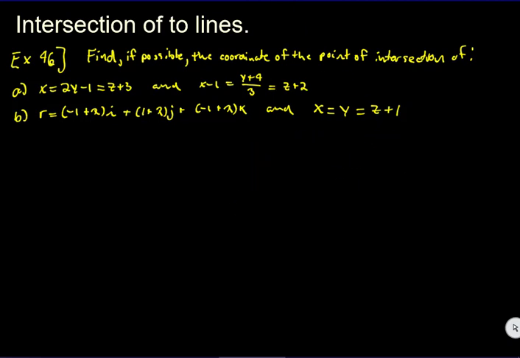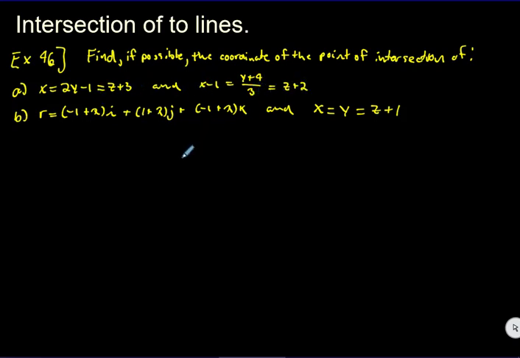So the first one is example 46. It says find, if possible, the coordinates of the points of intersection of the line x = 2y - 1 = z + 3, and the line (x - 1) = (y + 4)/3 = z + 2.